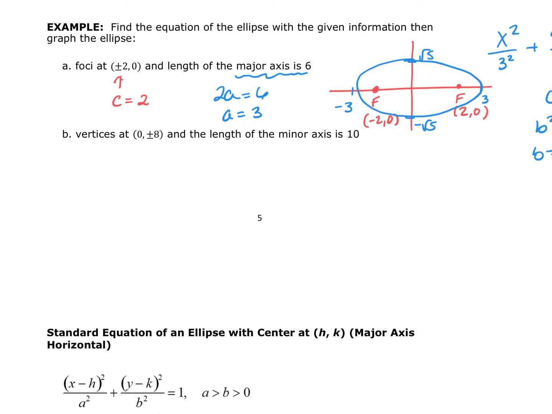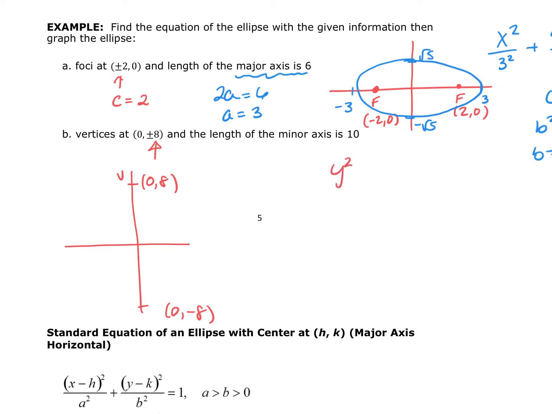Now, I have my vertices. They're telling me my vertices are at positive and negative 8, but it is 0, comma. That tells me if I were to start the sketch of my graph, my major vertices are at 0, comma 8, and also at 0, comma negative 8. That tells me my orientation is along the vertical, or on the y-axis.